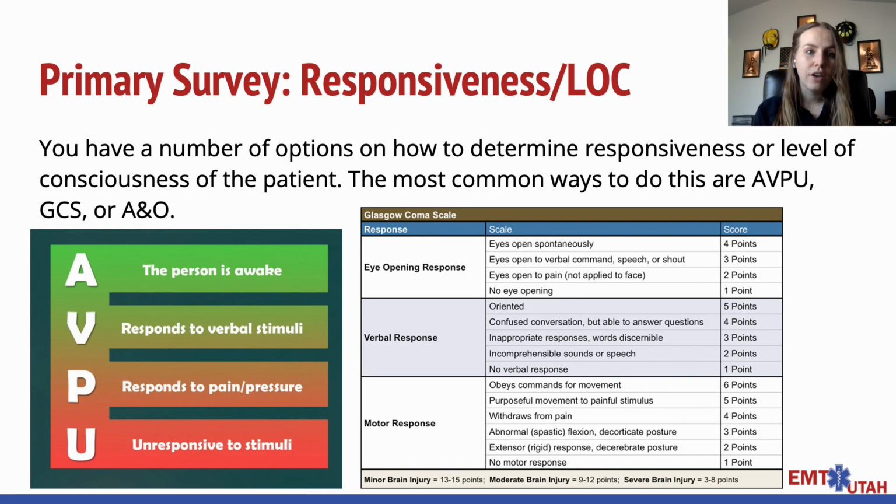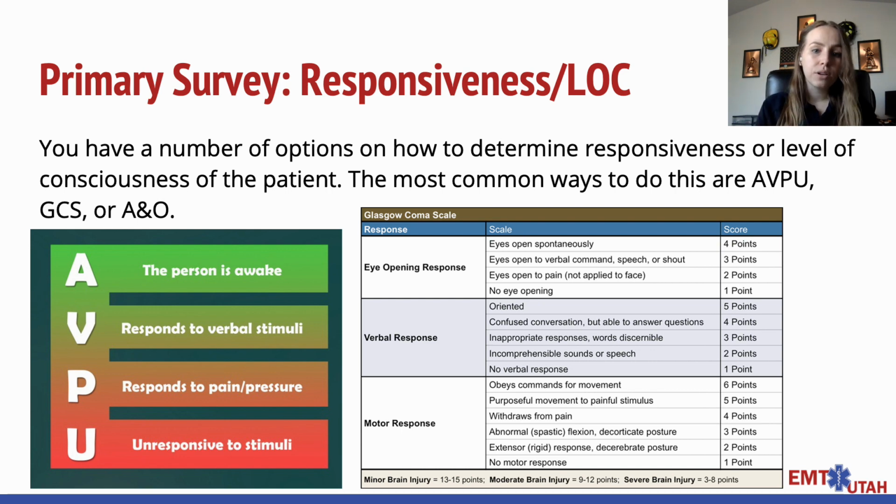The next part of your primary survey is the level of consciousness or the level of responsiveness. Now you have a few different options of how you determine this. Most common ones are the AVPU scale, which we'll talk about, the Glasgow Coma Scale, or AOx. Now, AVPU is what the National Registry requires of you to know, and so that's what we'll talk about the most, but just know that the Glasgow Coma Scale, GCS, is another one, and then the AOx questions, or alert and oriented questions, are another way.